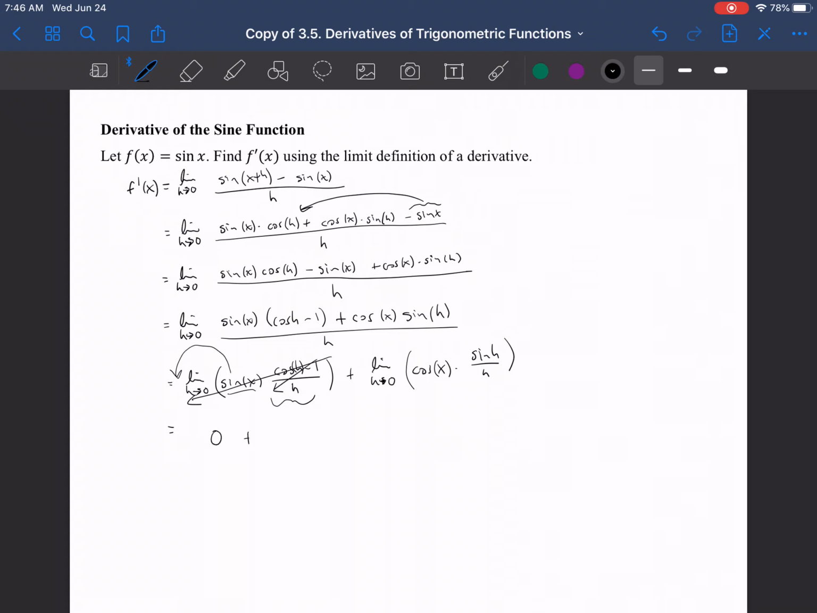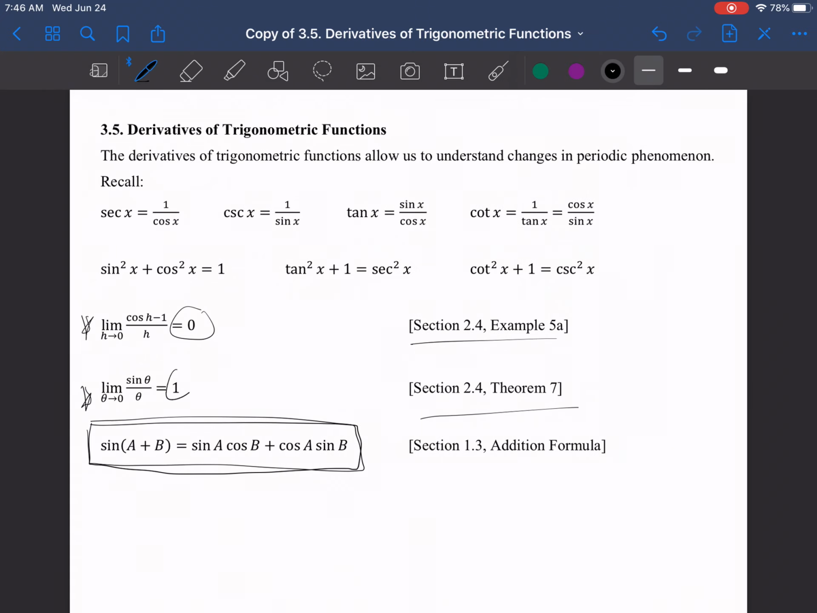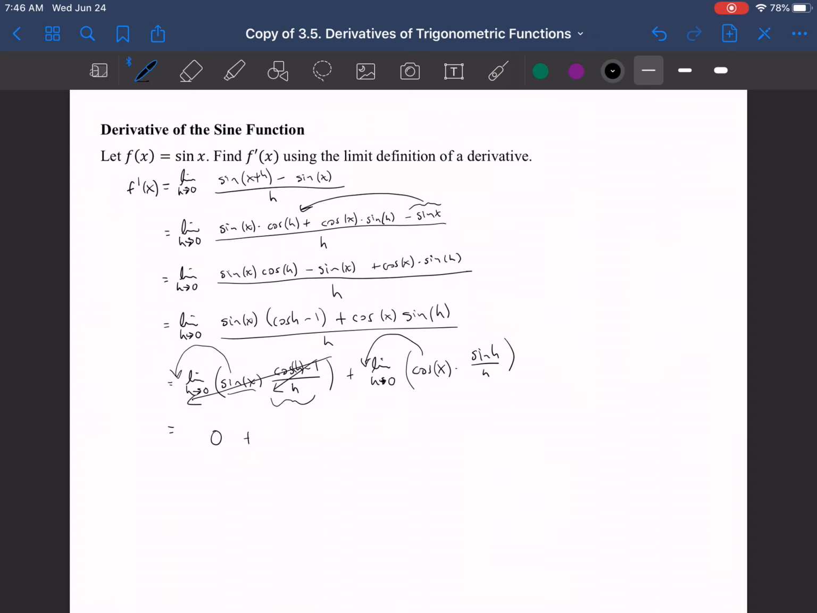Plus, over here, again, this cosine of x can come out in front because it's a function of x, not h. And so then we just have the limit of sine of h over h, which, as we did previously, is just 1. So this goes to a 1, which means we have just cosine of x here, which means ultimately our derivative of the sine function is cosine. There you go. Derivative of sine is cosine.